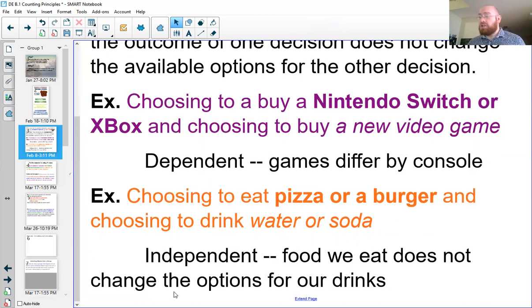For example, you might really like the clean, refreshing coolness of water when you have spicy pizza, or you might like the tingling sensation of soda when you have pizza. But regardless, that is a personal preference. It doesn't mean you can no longer decide to have either option. So therefore, these are independent.